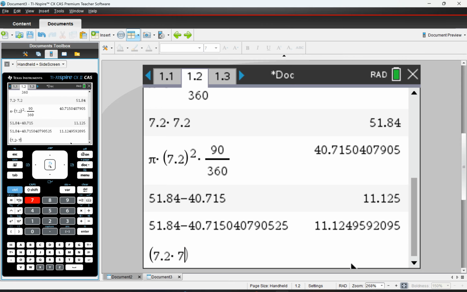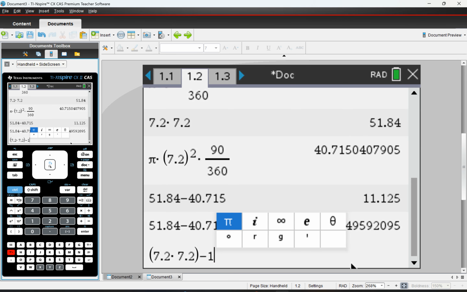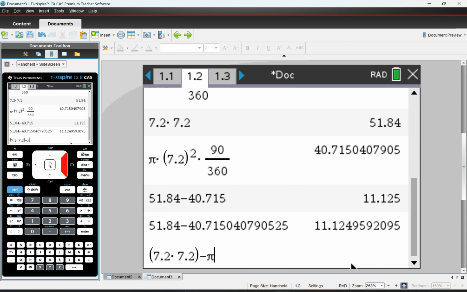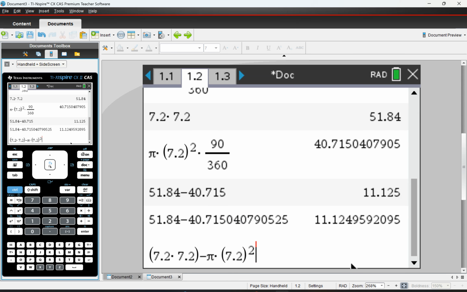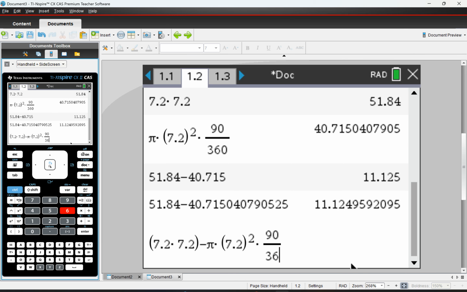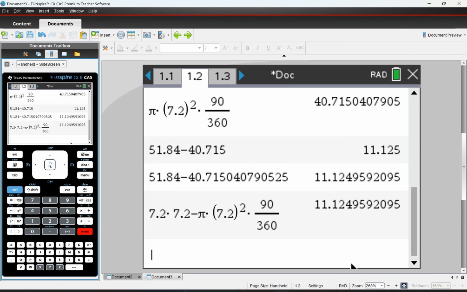So 7.2 times 7.2, that's the square. Take away, and you actually then type in pi times, what was it again? 7.2 to the power of 2 times, and it was 90 out of 360. See how I get the same answer? So that's the difference. A lot of students on their calculators do it step by step, which is great. But what happens is you get up to this step, when you're using a rounded answer. Had I asked round to 6 decimal places, you guys would have had 0, 0, 0, while someone else would have had many more different digits.